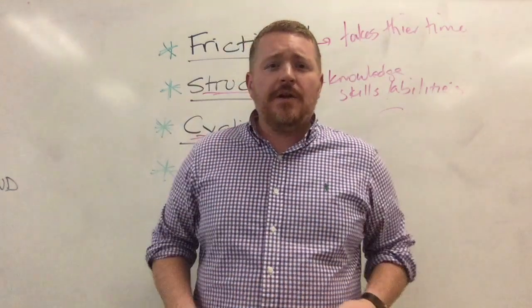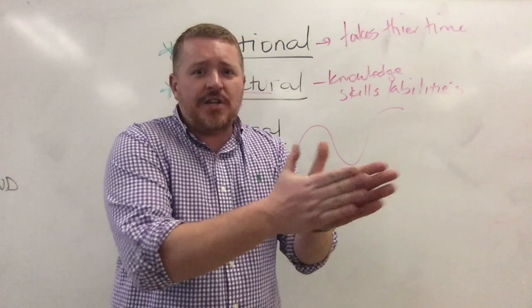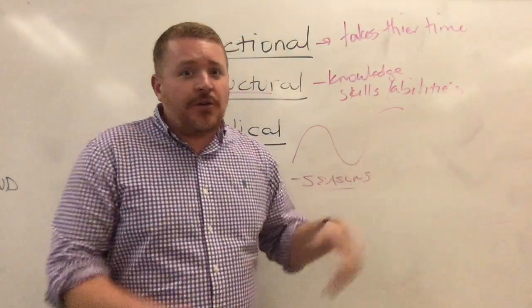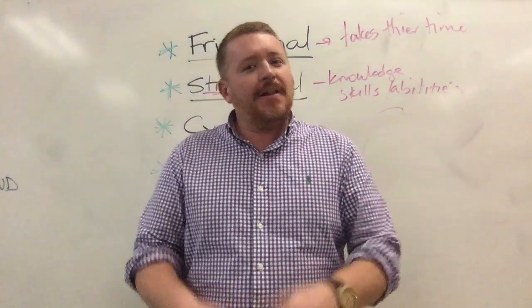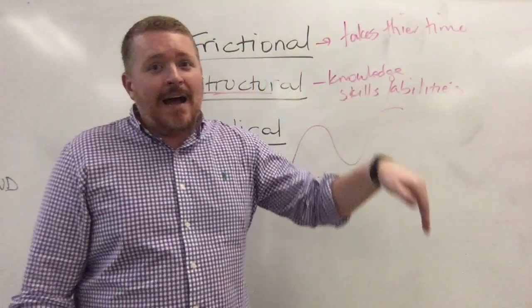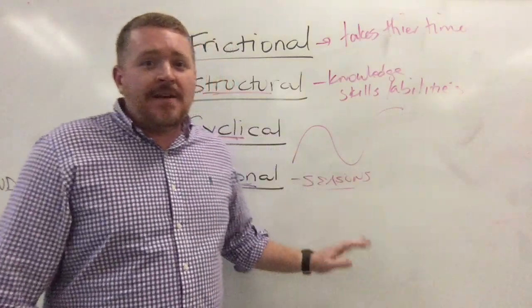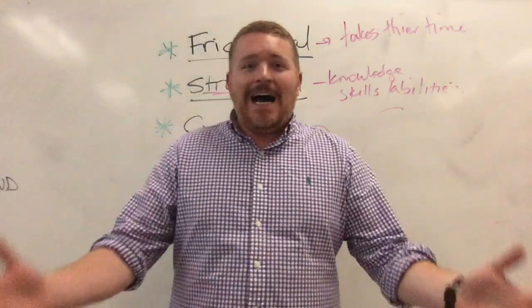So when you're looking at the 4 different types, you think about frictional. Friction, I'm taking my time to find the right job. That's why I don't have a job. Structural, I don't have the structure, I don't have the skills, I don't have the knowledge, I don't have the understanding to fill the jobs that are available. Cyclical, it's just a downturn in the business cycle. We've had a bad time and people are losing their jobs. Seasonal, it's just the time of year.